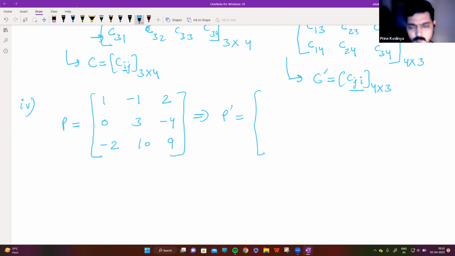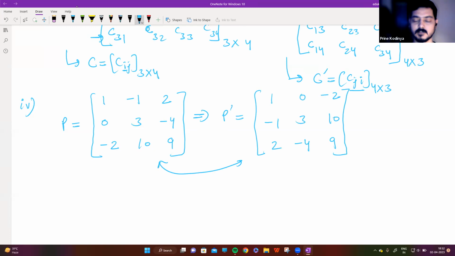What's the transpose? So first row will become first column. So this would be 1, minus 1, 2, right? Second row will become second column, 0, 3, minus 4. And this would be minus 2, 10, 9. Can you quickly check both of them? Compare which elements did not change their positions. Can you quickly check that and tell me? Which elements in both of these two matrices are at the same positions?